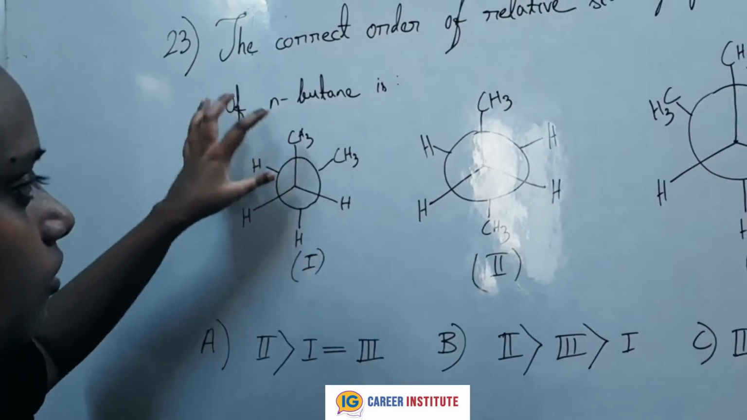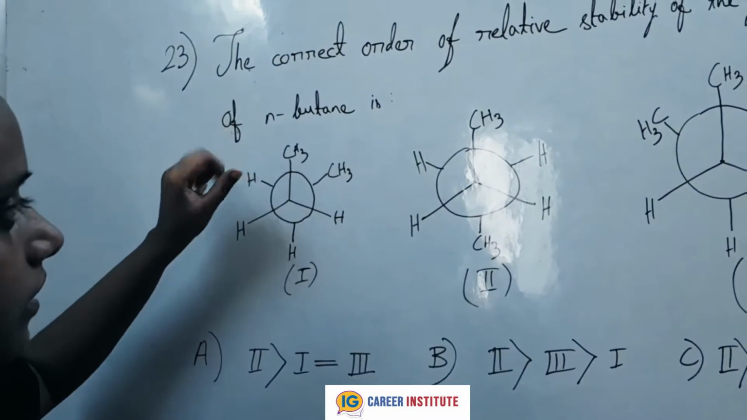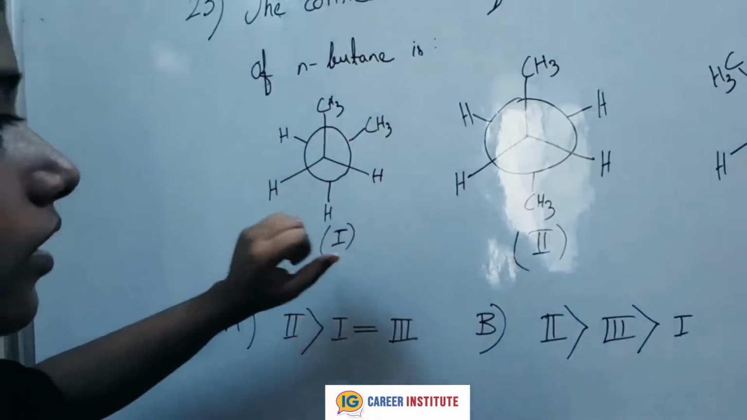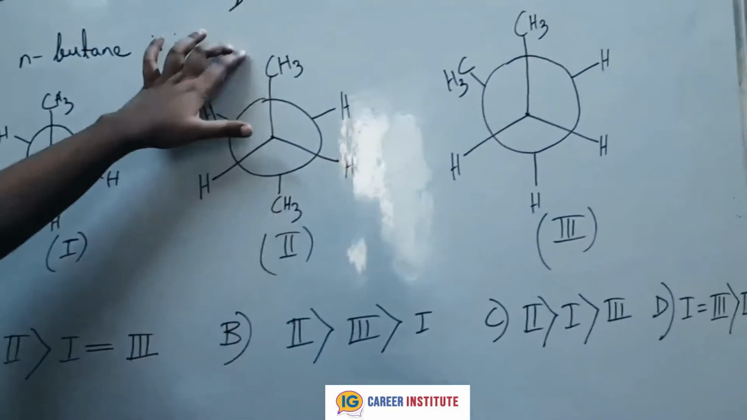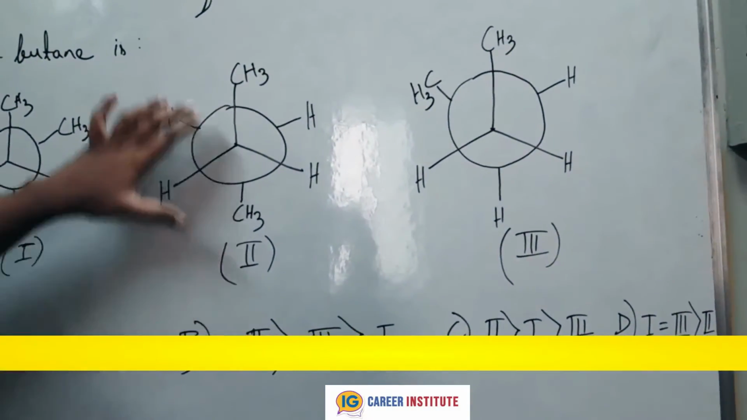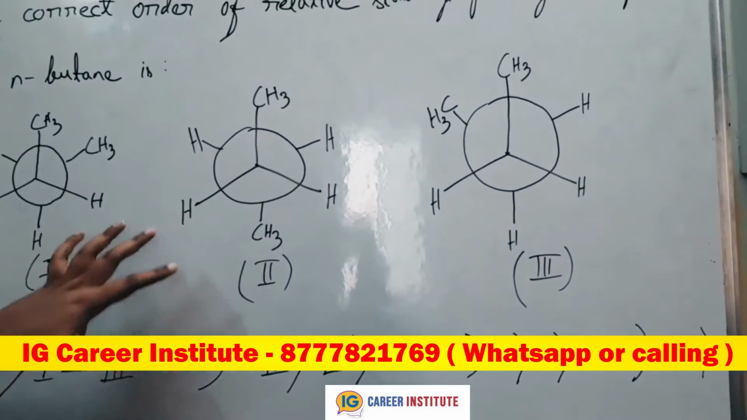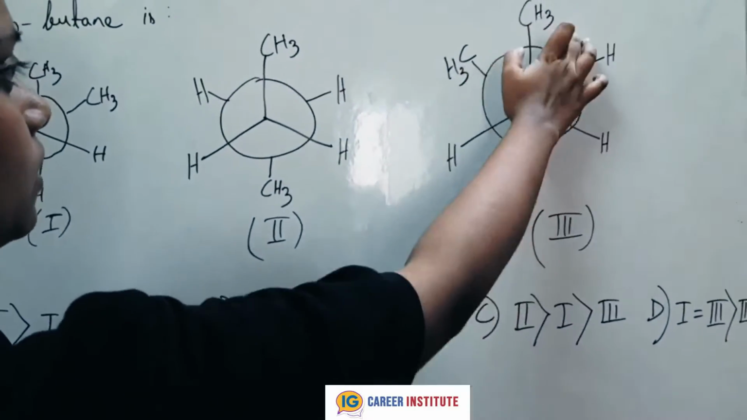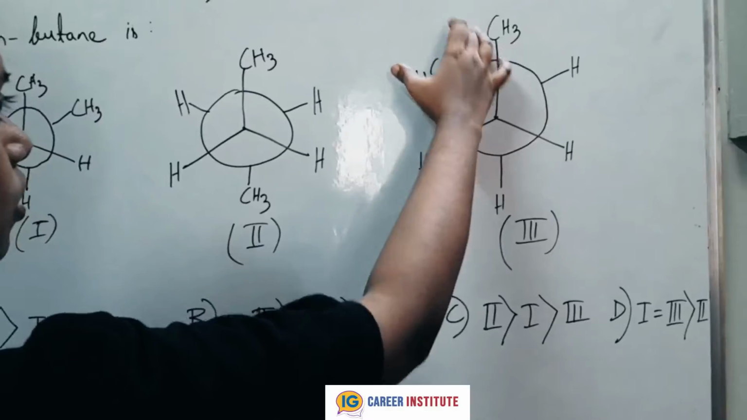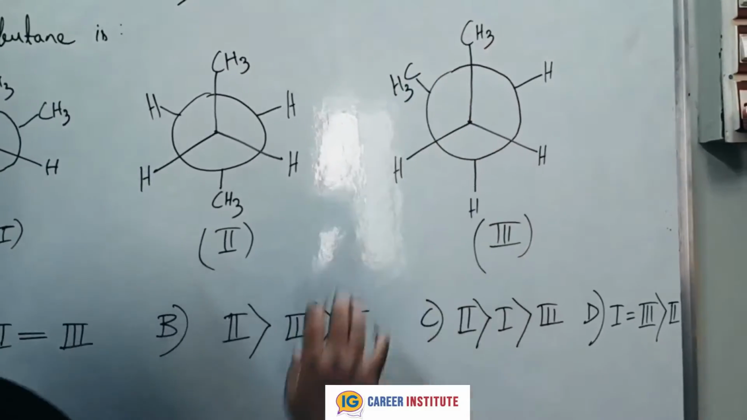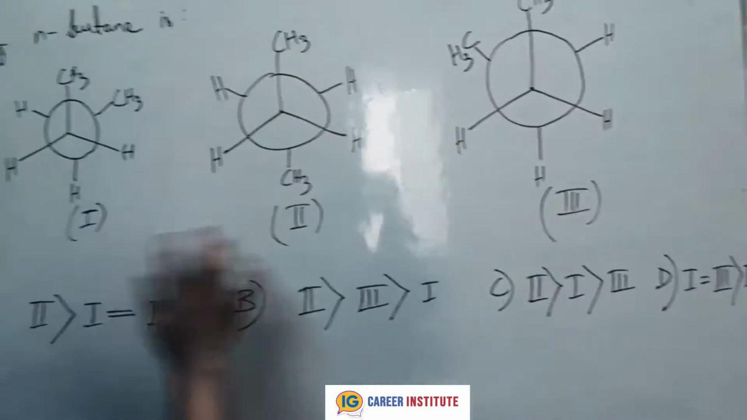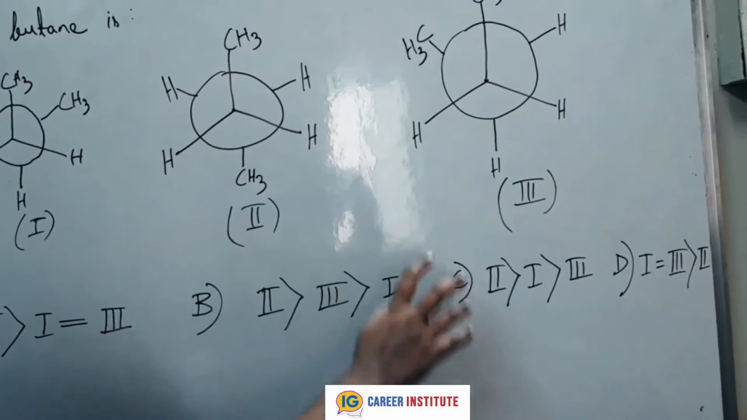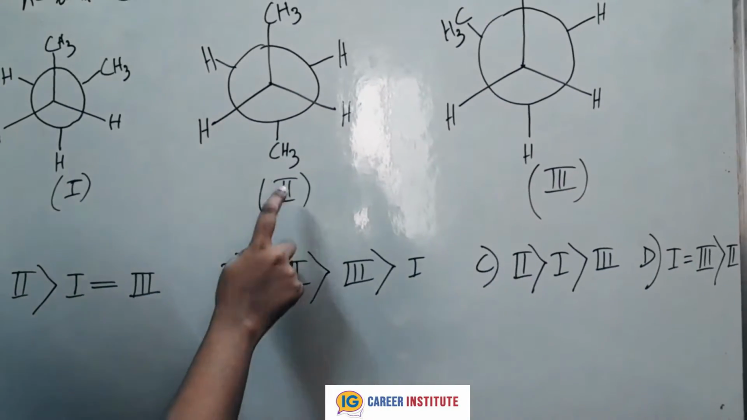Since the methyl groups are bulky or bigger in size, the torsional strain between these closely spaced methyl groups will be greater. Here in 2, the methyl groups are far apart from each other, so the torsional strain between the methyl groups will be none or minimum. And in 3, here also the 2 bulky methyl groups are closely spaced, so the torsional strain between them will be quite high. So between 3 and 1 there won't be much difference. Rather the stability of 1 and 3 are equivalent, and 2 will have maximum stability.